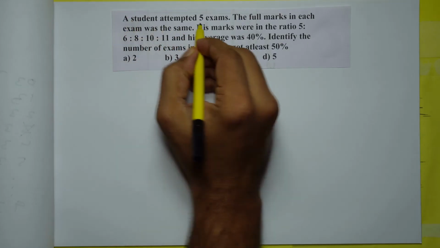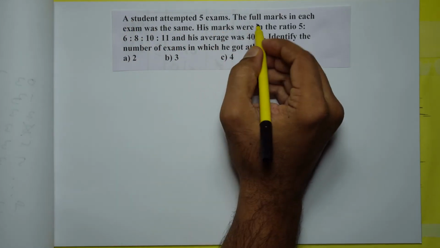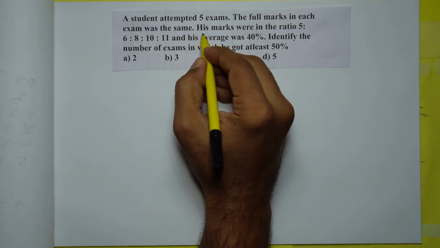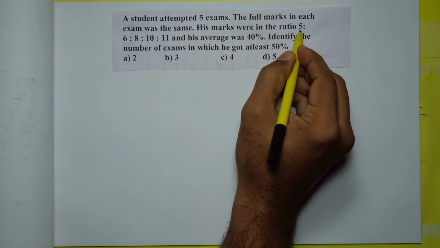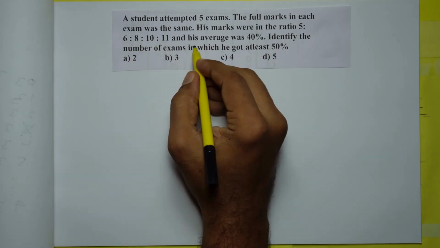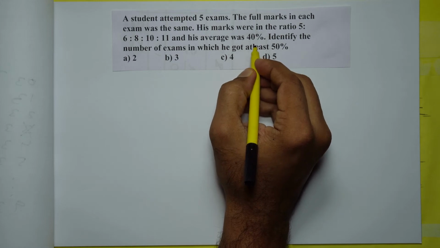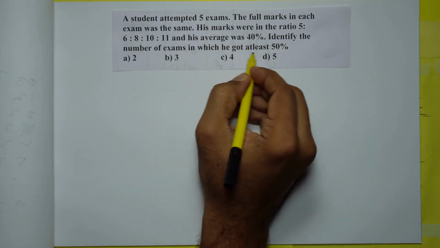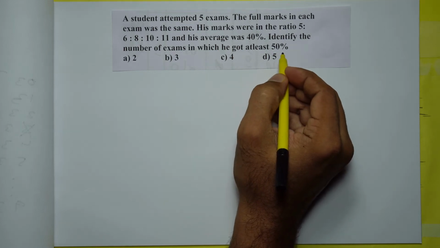A student attempted 5 exams. The full marks in each exam was the same. His marks were in the ratio 5 is to 6 is to 8 is to 10 is to 11 and his average was 40%. Identify the number of exams in which he got at least 50%.